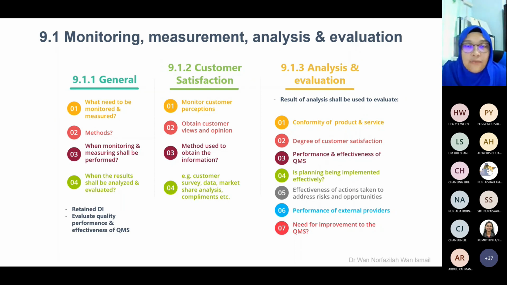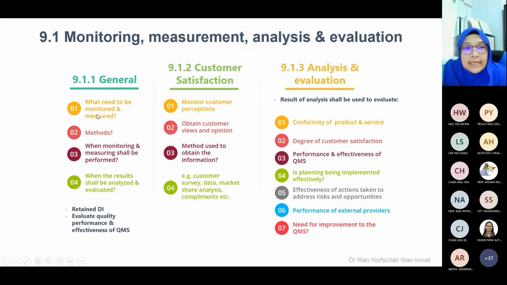And then when you want to monitor and measure performance, let's say of personnel, an employee, after 6 months of training. For high-tech equipment, it depends on the manual of the equipment. Some equipment, after 1 year you have to monitor and measure their performance. Some equipment twice a year, so it depends. And the results shall be analyzed and evaluated based on when you do the monitoring and measuring.